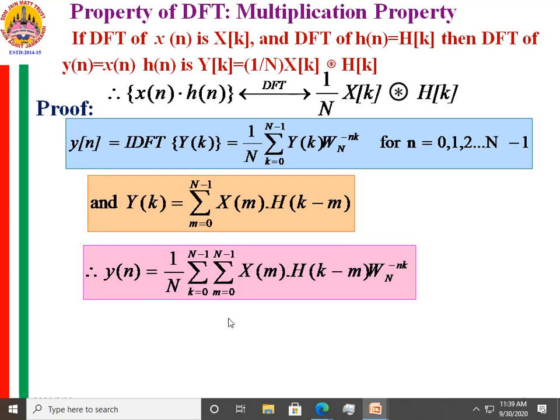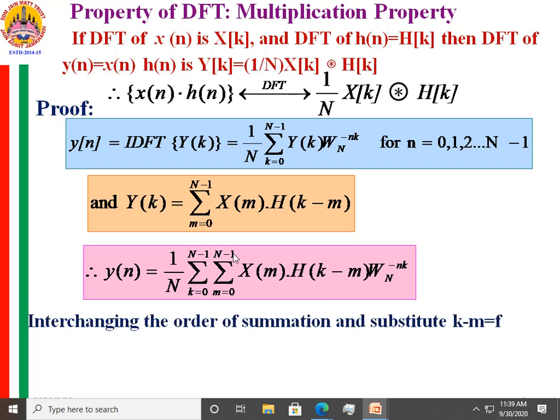So we interchange the order of summation. Summation m from 0 to N minus 1 x(m) we take outside, and then inside, summation k from 0 to N minus 1, you will remain with h of (k minus m) W raised to minus nk N.